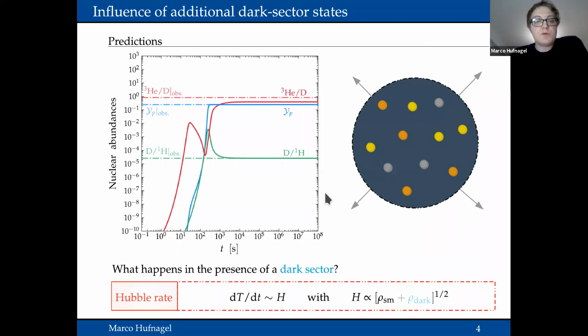So first and foremost, one effect that you always have to consider is a change in the Hubble rate. As I told you on the first slide, the Boltzmann equation for the different abundances critically depends on the time-temperature relation, which in turn is proportional to the Hubble rate, so the expansion velocity of the universe. This is rather intuitive because if the universe expands faster, then it also cools down faster.